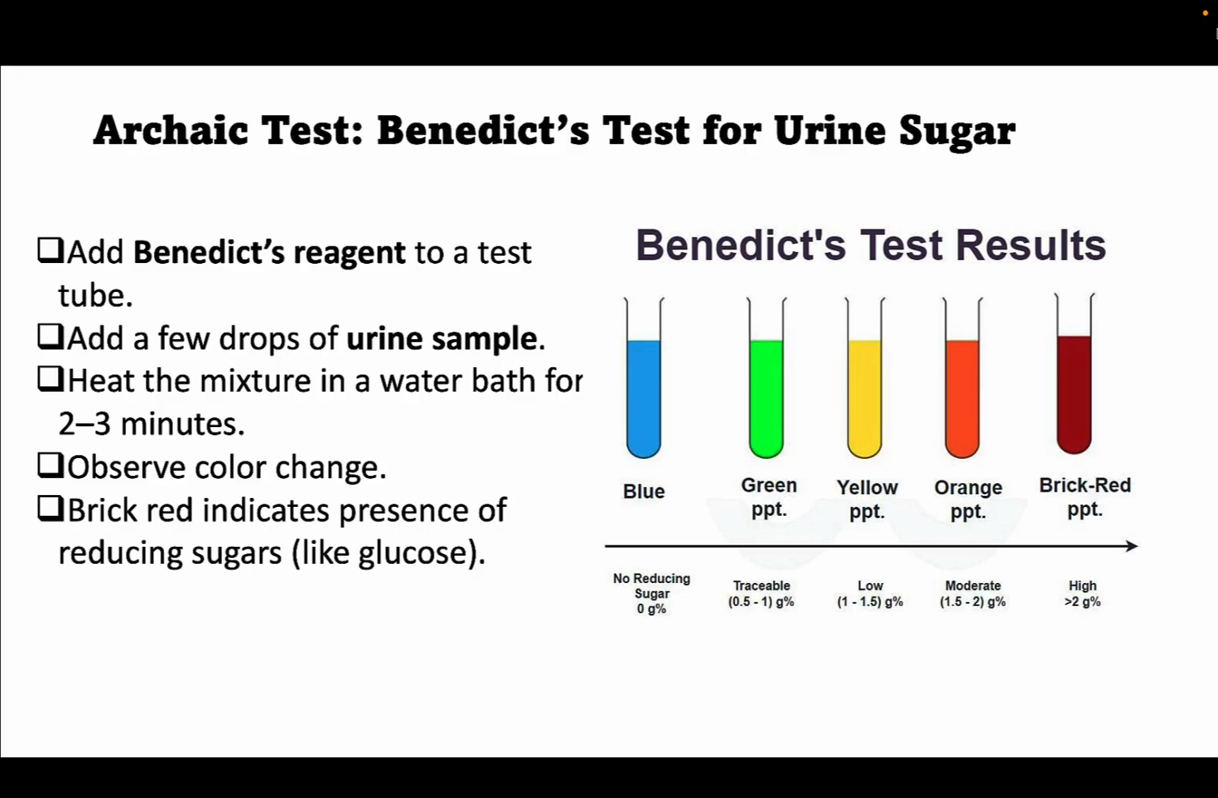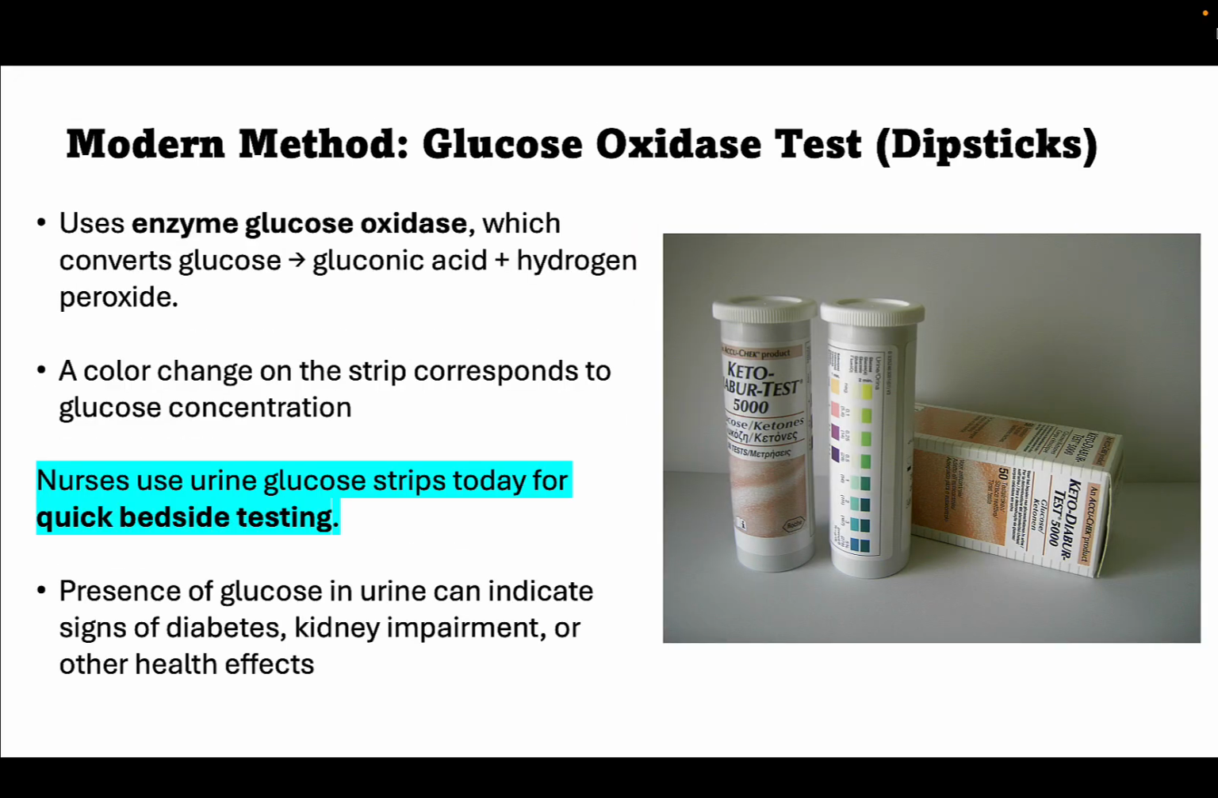You set up a test tube and you measure the color and you see what it looks like. But more modernly, healthcare uses glucose oxidase test strips, dipsticks, where we pretty much just have a strip which we can dip into urine and it'll give you a reading right away. This can be done bedside. And again, while the primary test is for glucose in urine, it can test for a variety of other things, and if there is glucose in the urine, that could indicate signs of diabetes, that the insulin is not working properly to grab all the glucose, or kidney impairment or other health effects.